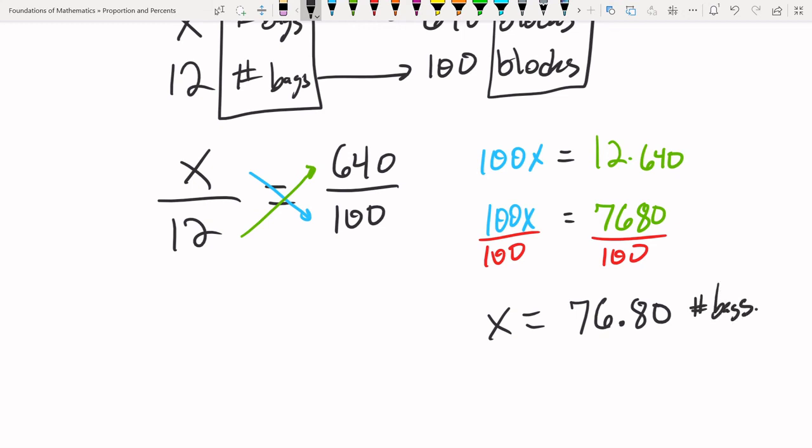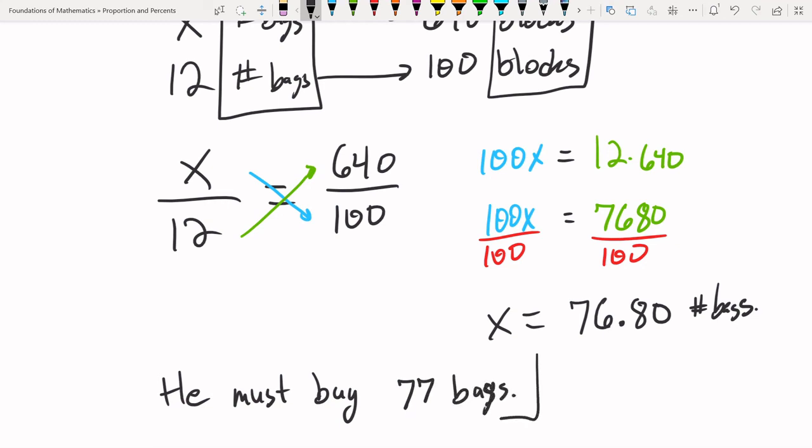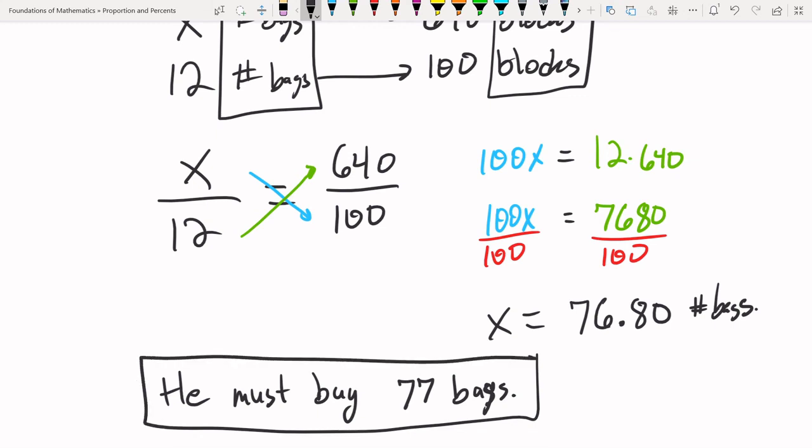Now, since he cannot buy a part of a bag, or in other words, 0.8 of a bag, that means that he must buy 77 bags for the job that he's currently doing.